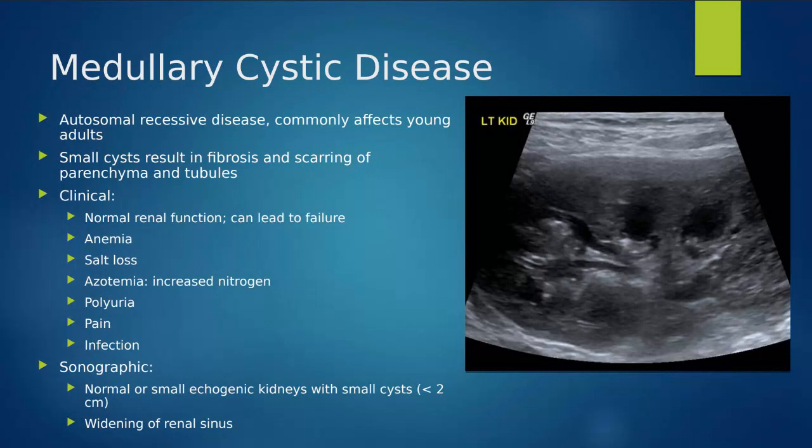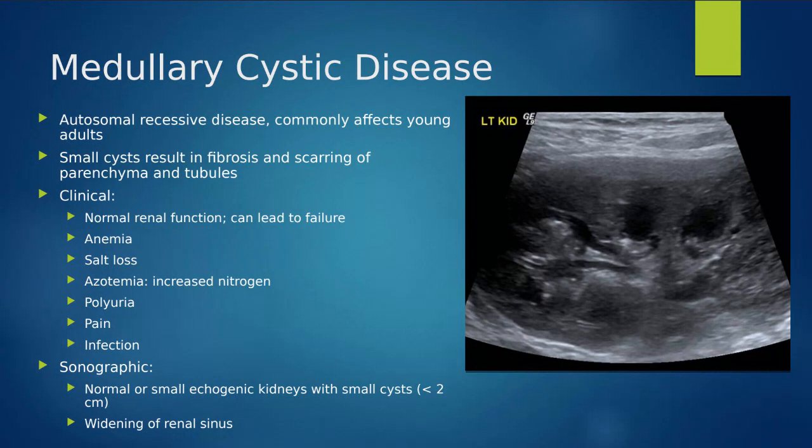So medullary cystic disease, this is a genetic condition. So this is an autosomal recessive disease. So one of your parents has to have this, and it's commonly going to affect young adults. So we're not really monitoring this in children. But as they reach those teen years and that young adulthood, this is something that clinically will probably present itself.